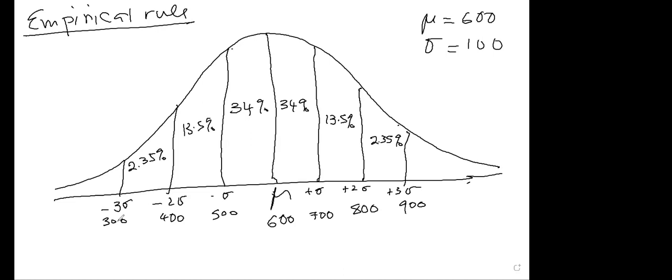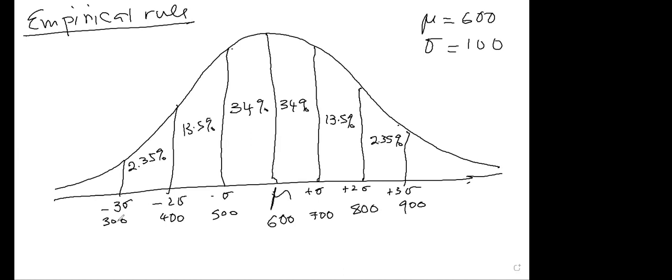If all of this side is 50%, this is 2.35, here is 34, 13.5. What will be anything above the 3rd standard deviation? 0.15%. So if I add now, here we are at 700, 800, 900. Now above 800, what will be the proportion above 800?